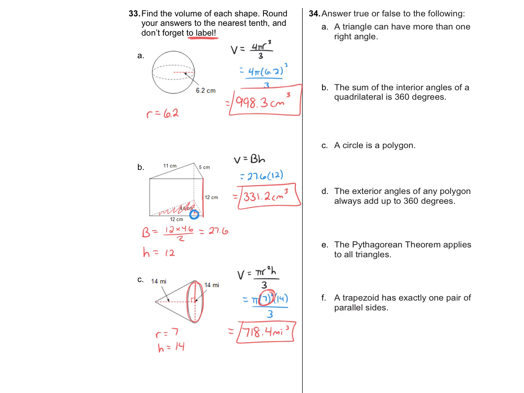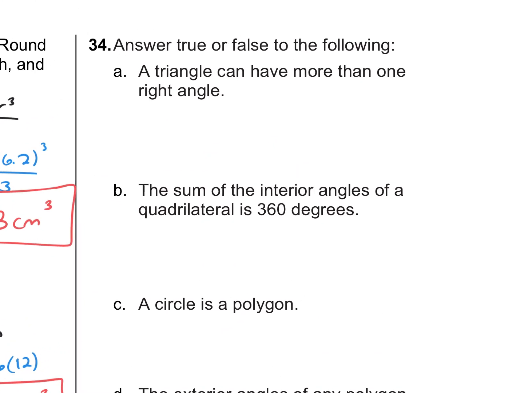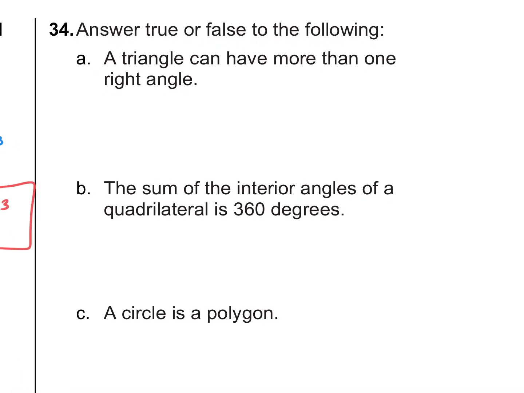Tomorrow, mostly. So number 34, talking about true and false. Are these going to be the same exact true and false questions on your test? No, they will not be. Okay, they are going to be general geometry facts for true and false. Okay, I'm not trying to trick you on them. They should be straightforward geometry facts. Okay, so let's go through these. 34A, it says a triangle can have more than one right angle. True or false? That is majorly false.